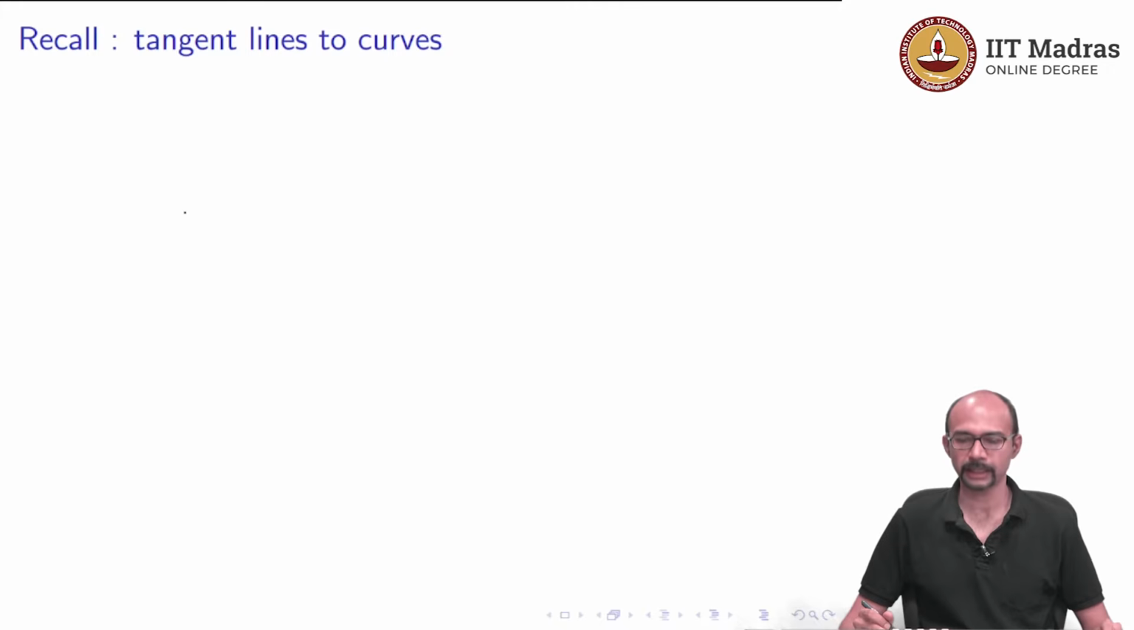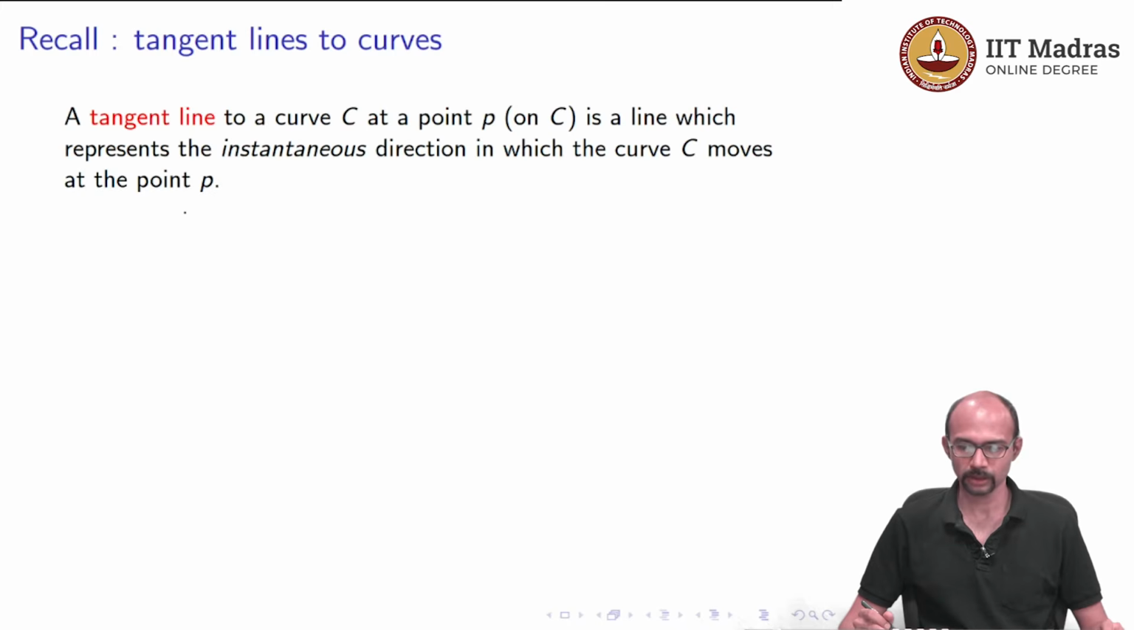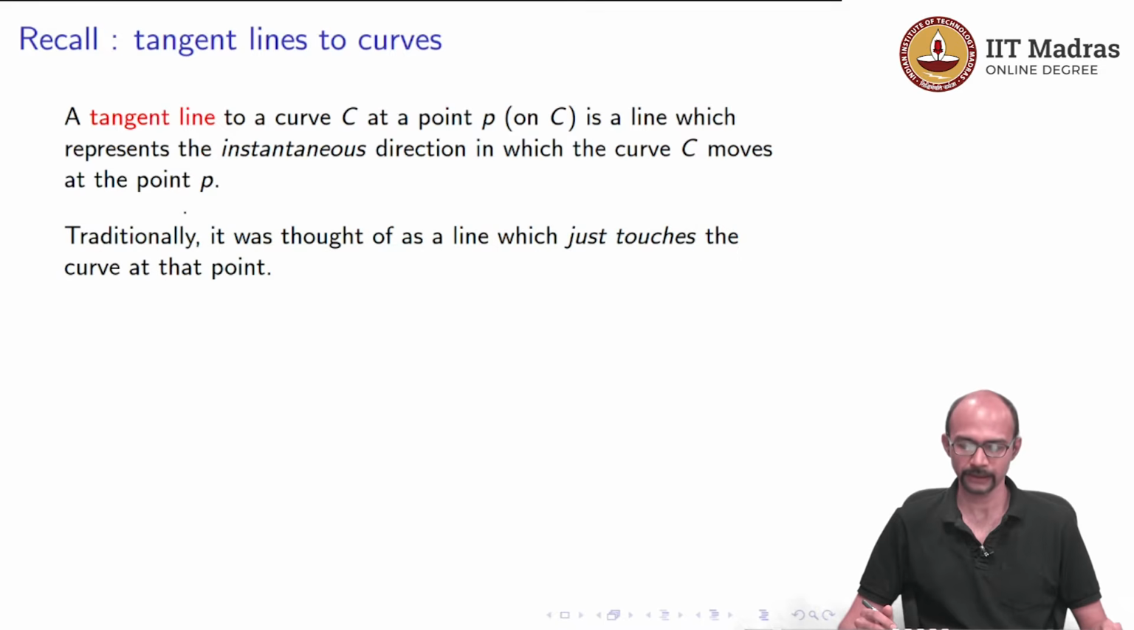Let us recall first what tangent lines to curves are. A tangent line to a curve C at a point P on the curve C is a line which represents the instantaneous direction in which the curve C moves at the point P. Later on we summarize this information in terms of the derivative, and traditionally we think of tangents as lines which just touch the curve at that point. As we now know, the idea of just touches is a little vague, which is why you have to use more involved definitions like the derivative.